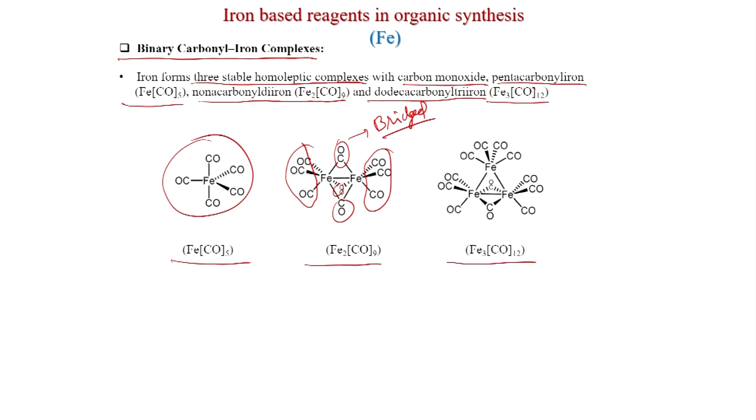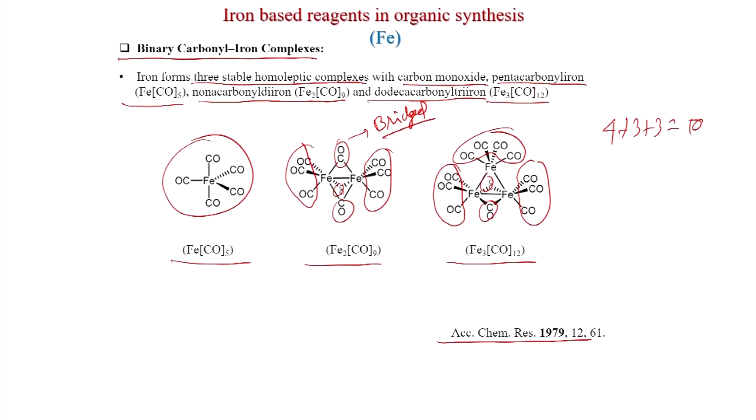Similarly, in Fe3(CO)12, 2 irons have 3 carbon monoxides and 1 iron has 4 carbon monoxides. So, 4 plus 3 plus 3 is equal to 10, and the remaining 2 carbon monoxides are bridging. So, they are bridged, and also there is an iron-iron bond. So, it is important in Fe3(CO)12 that 2 irons will have 3 carbon monoxides and 1 iron will have 4 carbon monoxides, and 2 carbon monoxides are bridging. So, bridging carbon monoxides are labile, of course, and this was reviewed in Accounts of Chemical Research, 1979.